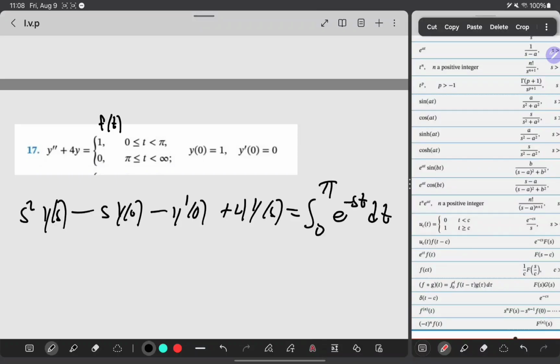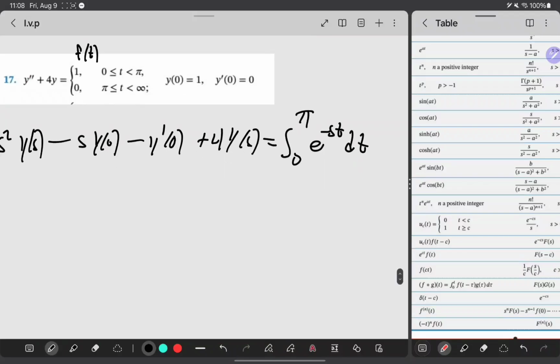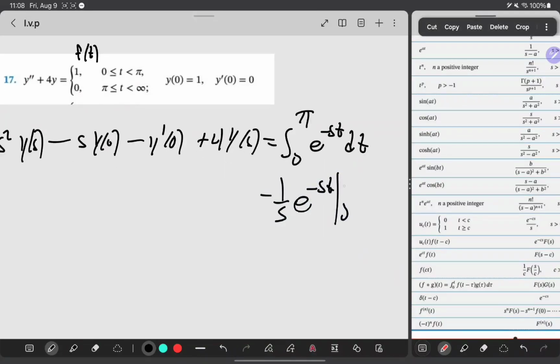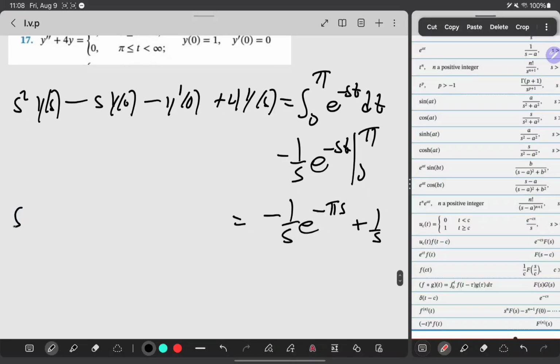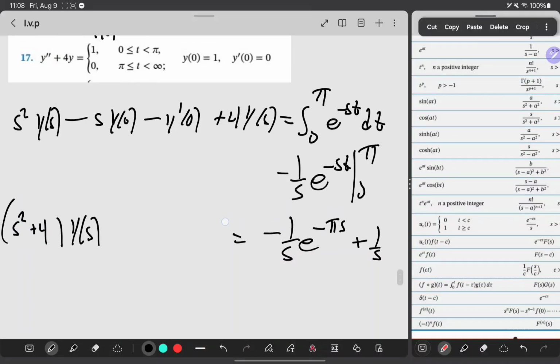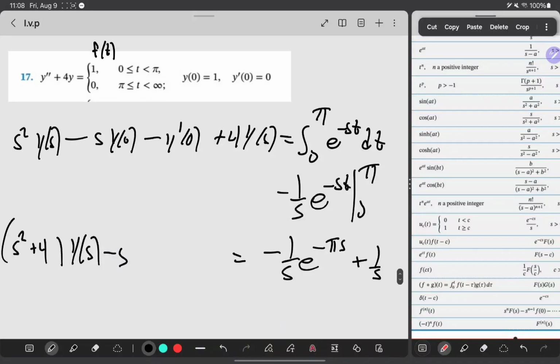Let me integrate that first. That's negative 1 over s, e to the negative st, 0 to pi, e to the negative pi s, 0 is just plus 1 over s. So then this would be s squared plus 4 y of s. That's 1, so minus s, that's 0. I plugged in the initial conditions.